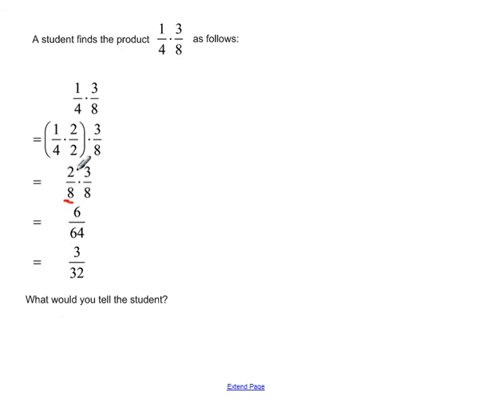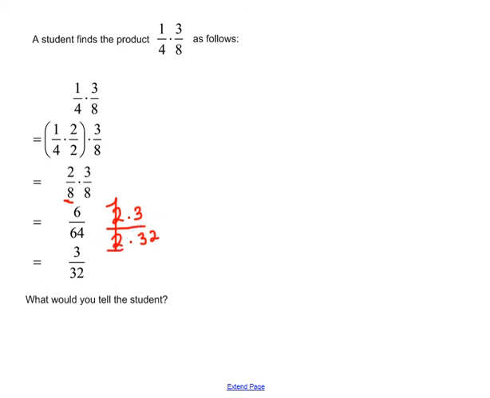Then once they got there, they multiplied straight across. 2 times 3 is 6, and 8 times 8 is 64. And then let's see, how did they get from 6/64 to 3/32? What do you think they did there? Well, it looks to me like they simplified the fraction. They just left out the step that we've been showing, where they would show 2 times 3 and 2 times 32, and canceling out those common factors of 2. So let's see what's going on here.